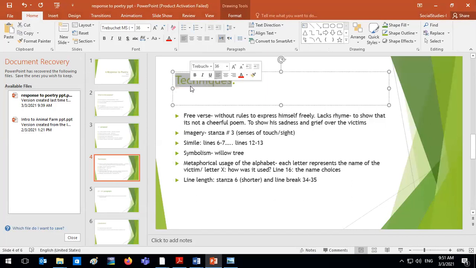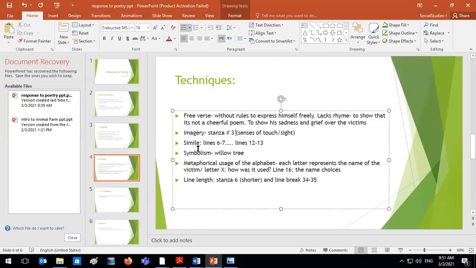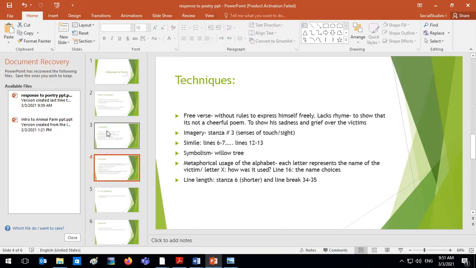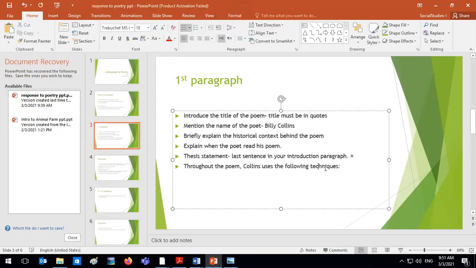Okay, so these are 6 different techniques that Billy Collins uses. You're going to choose 3 of them to discuss in your body. Okay, Ibrahim. So here is a good way to write it. Let's say you use simile, symbolism, and imagery in his poem to help express his ideas and feelings.